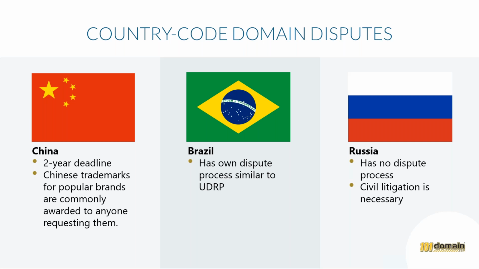And on the flip side, Russia has none. So no dispute process whatsoever, in which case you are obligated to use civil litigation if you are unable to purchase the name. My experience lately is that with Russian names, the sellers have been good about coming to a fair asking price for the name to avoid that civil litigation, but know that it can happen if you are working on a .ru name.